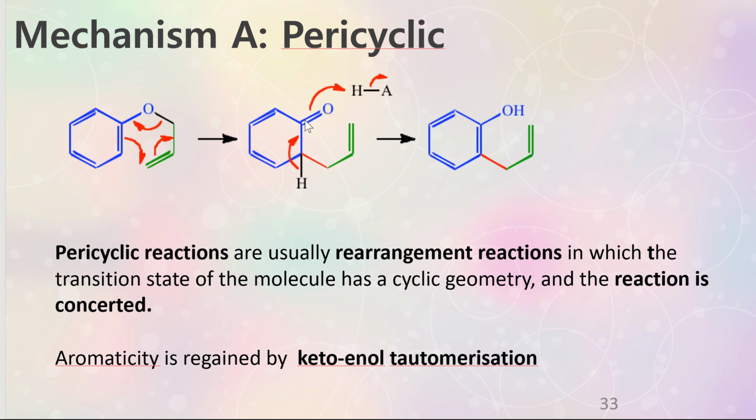So this is keto, and then it has been transformed, so they are isomers, right? This is the ene and the ol, so it's called keto-enol tautomerization, and that is how aromaticity has been regained. So we reform the double bond here, pull a proton, and then we end up with our product, right? So this is mechanism A, which is pericyclic. We just have a transition state and then the product.